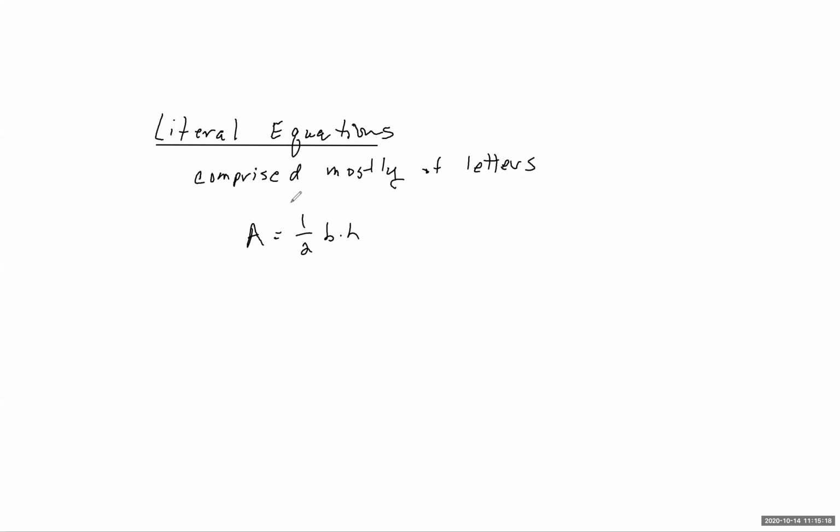Oftentimes what we find ourselves in need of is solving these literal equations for one of the variables. This one is, of course, already solved for A. So if I have B and H, and I'm looking for A, things are easy enough. I can plug B and H in there and I can solve for A. But suppose I have A and H and I want B.